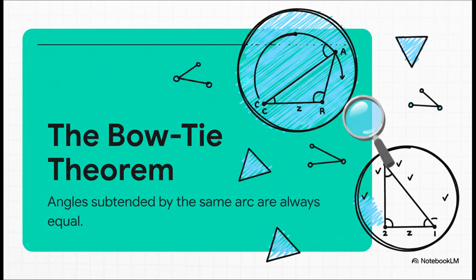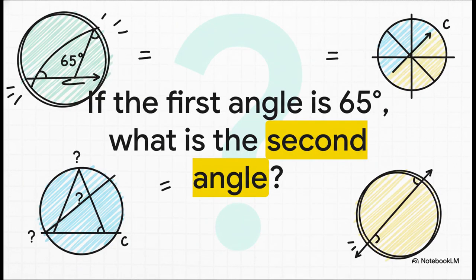It says that if you have one arc, any angles it subtends to the circumference will always, and I mean always, be equal. It doesn't matter where you draw them. If they start from the same two points on that arc, they are identical. Okay, let's put that to a quick test. If this angle down here, created by the arc at the bottom, is 65 degrees, what is the second angle going to be? Yep, you got it. It has to be 65 degrees too. Same arc, same angle. Simple as that.